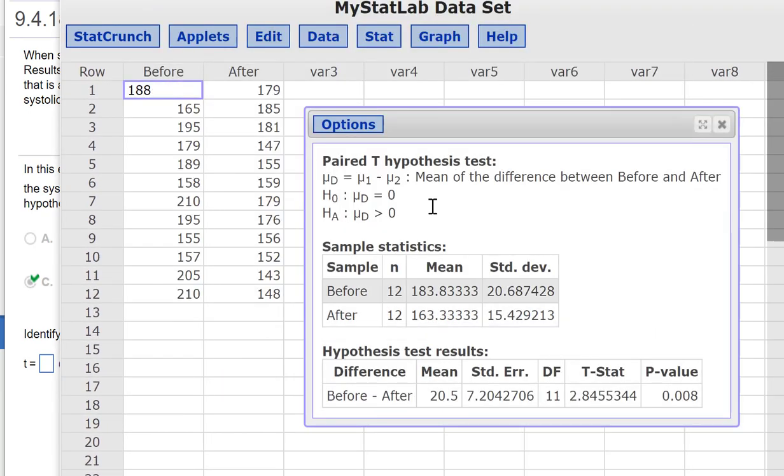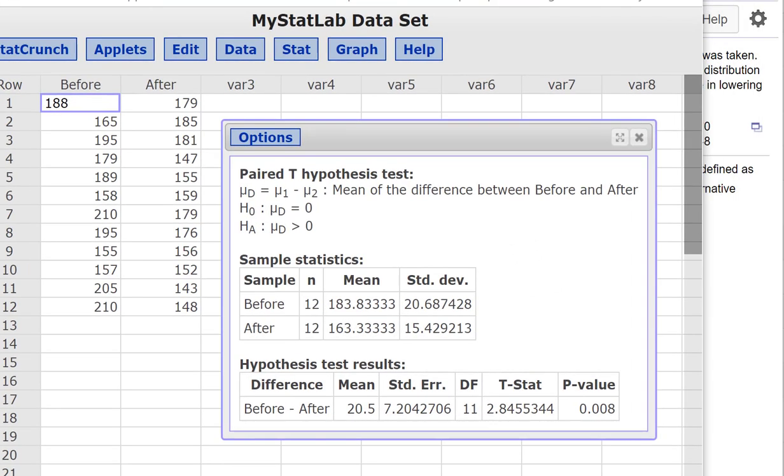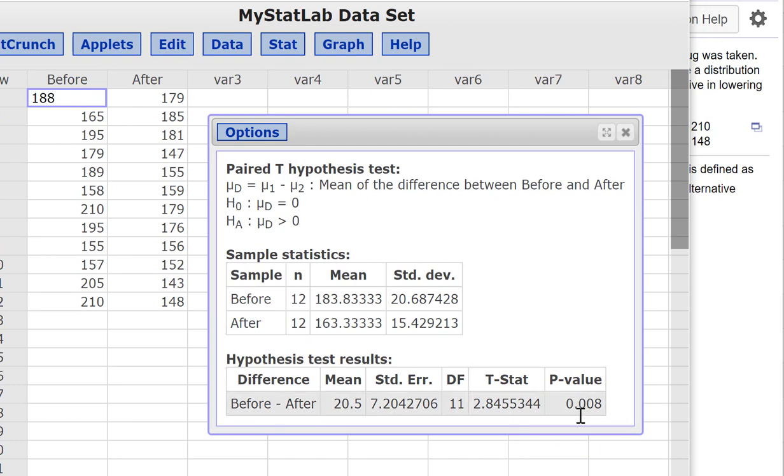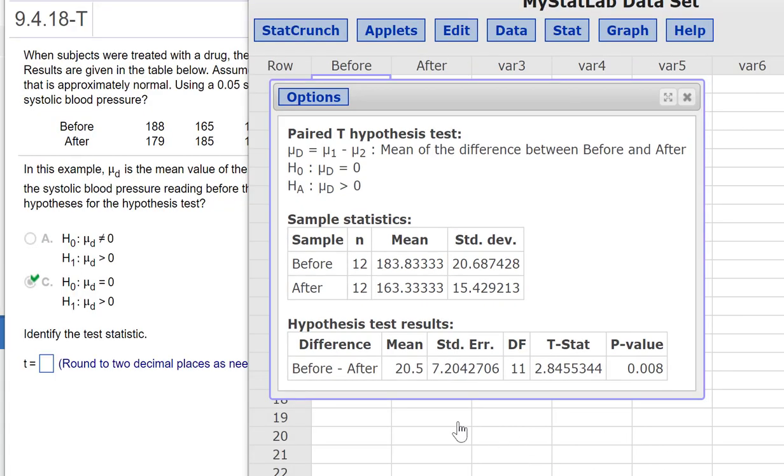Compute. There we go. Notice we still get the same summary stats, the same mean difference, but now it's even less likely because I'm only going in one direction. All right, so 0.008, only 8 out of every 1,000 samples, exactly half of what I had before, right? Because now everything's in one tail. So my test statistic is 2.85.